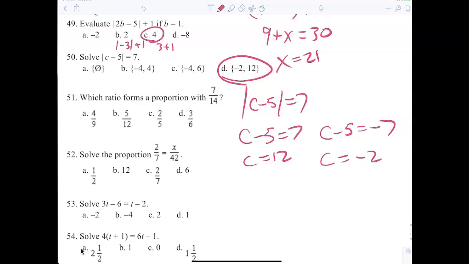Remember the absolute value, what's inside the absolute value can be 7, or what's inside the absolute value can be -7. So we set the equation equal to 7, and we set the equation equal to -7.